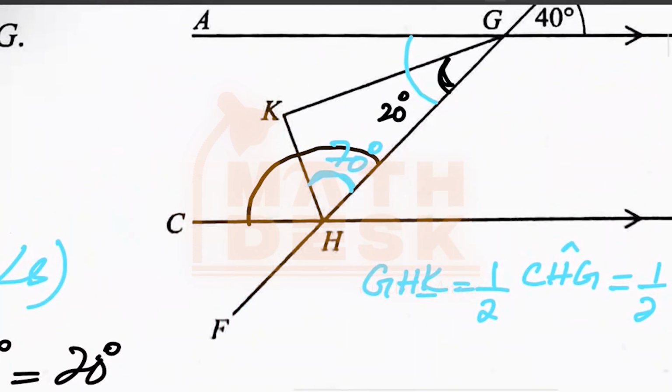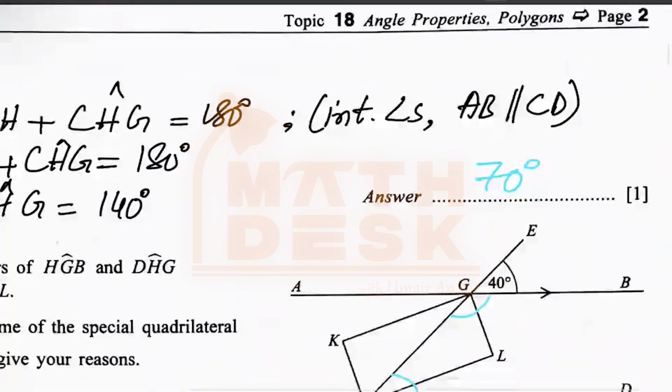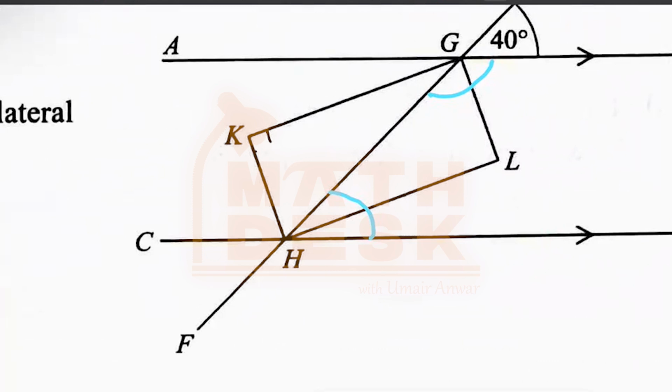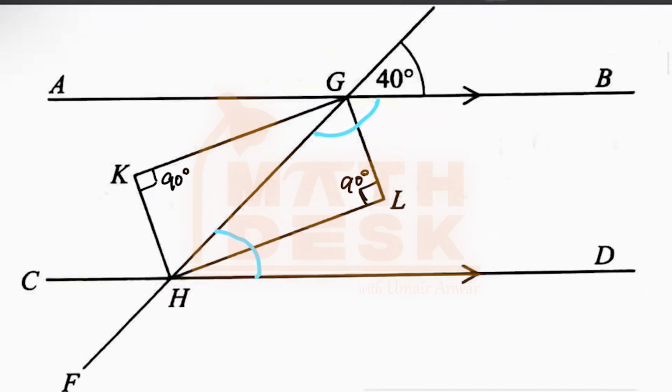So if one of the angles of a quadrilateral has become 90, then its opposite angle should also be 90 degrees, and the remaining two angles would also become 90 degrees. So it is a rectangle basically.